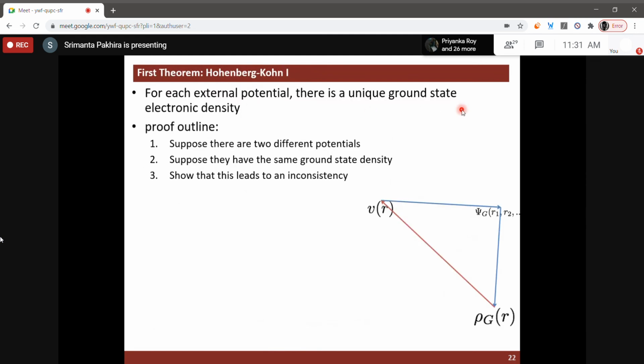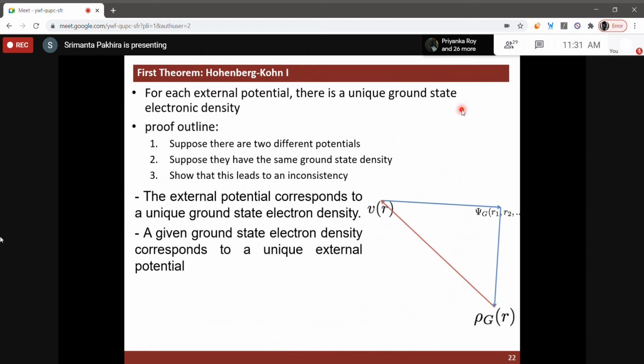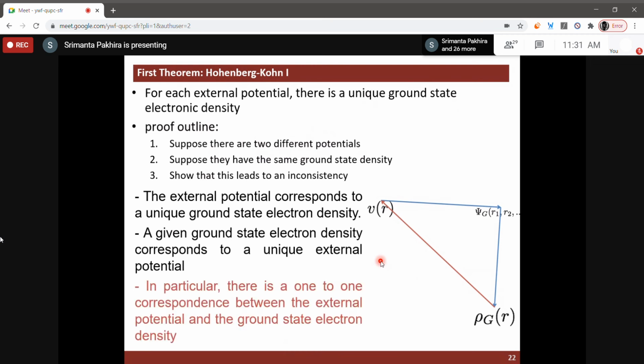But here is the summary I would like to propose: for each external potential, there is a unique ground state electron density. Suppose there are two different potentials like this. A proof is there, but I don't need to prove it here because it is well established, and we don't need to define here how to prove it. The bottom line is that this theorem is already proved, already analyzed, and well established.